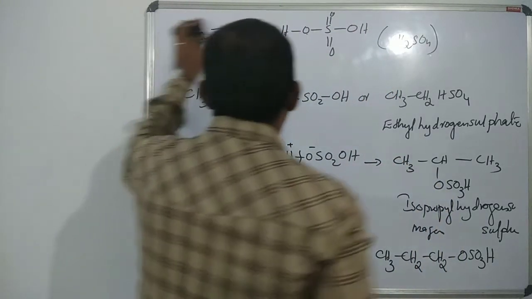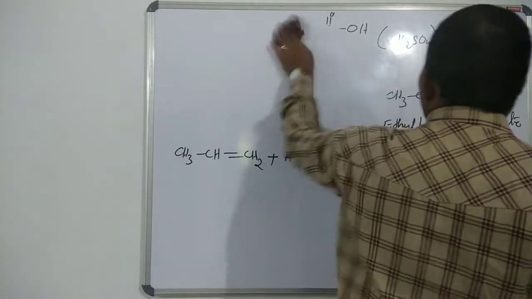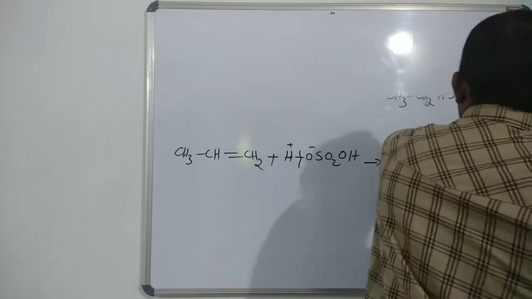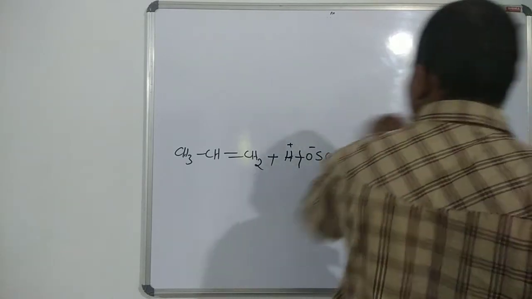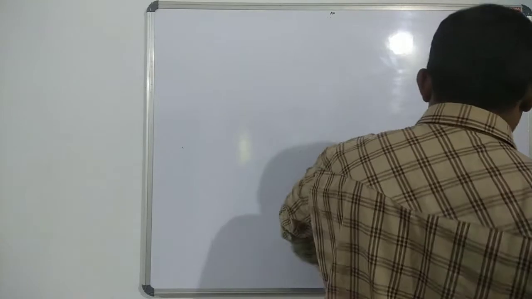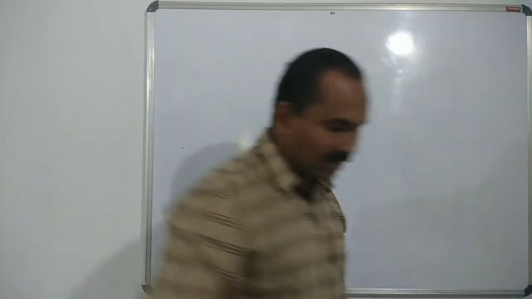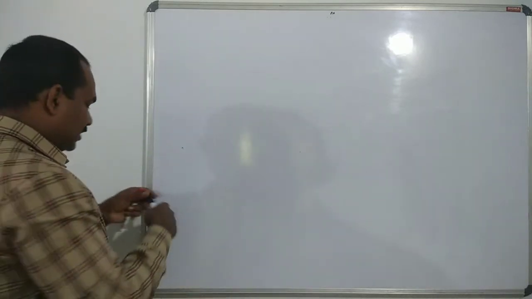And next we consider the addition of water in the presence of acidic medium or in the presence of acids. So in the presence of acid, alkene gives alcohols. Let's discuss one or two examples.